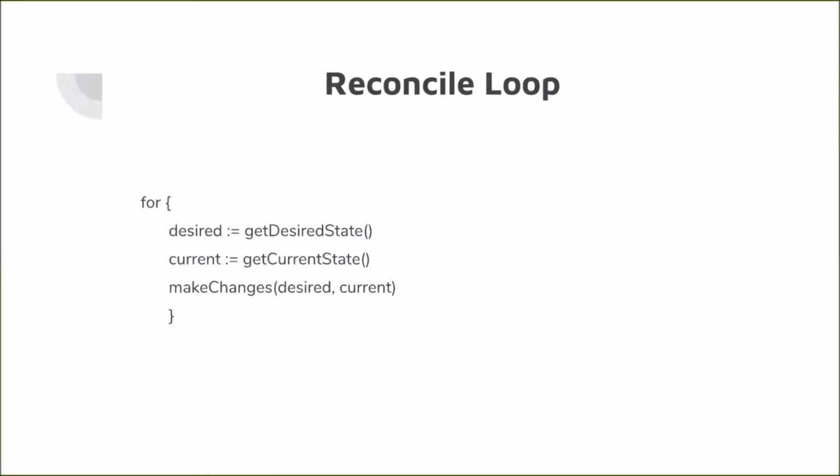The pseudocode for the reconcile loop will generally look like this. You'll have a desired state and the current state, and if they differ, it will constantly try to make changes to move towards the desired state.